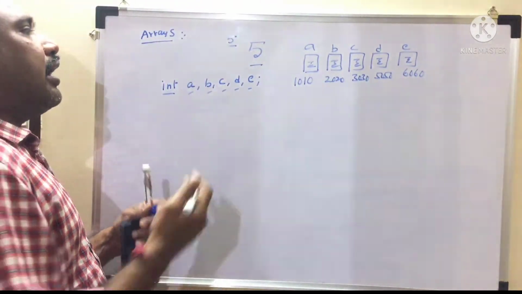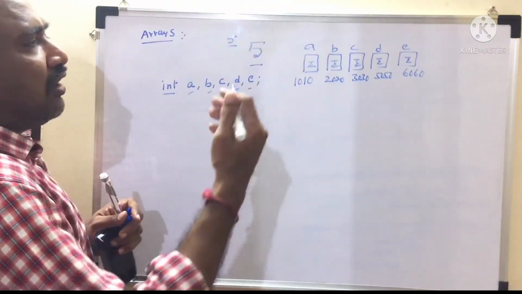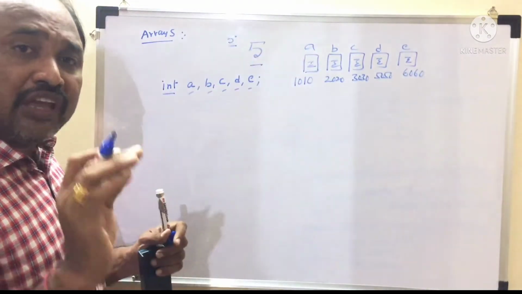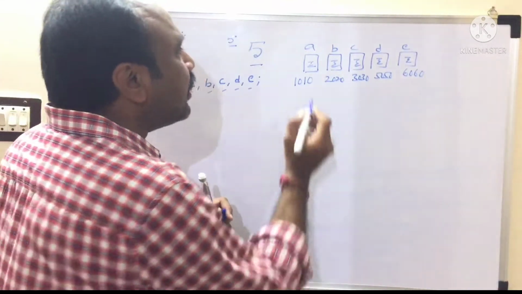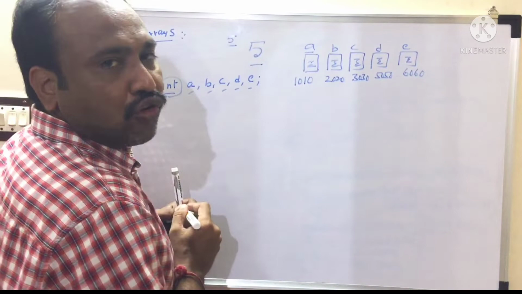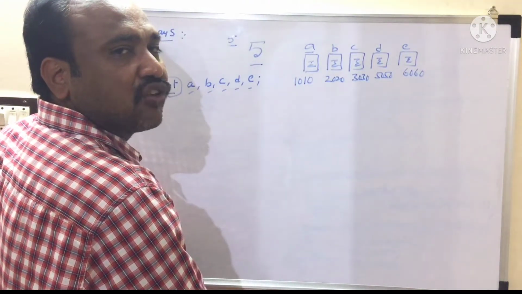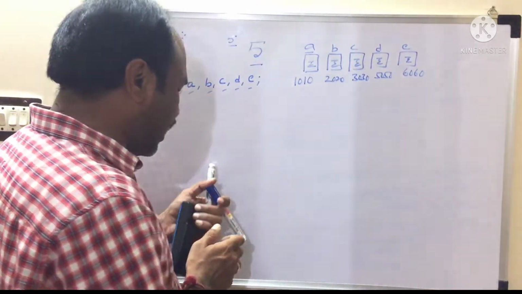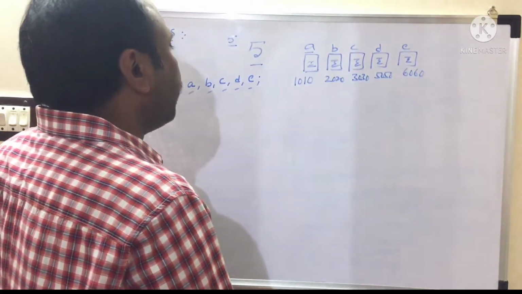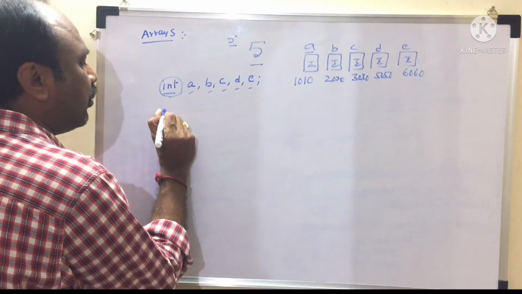I am storing A value 10, B value 20, C value 30, D value 40, E value 50, because integer variables will accept only integer values. Even though you store 50.5, A is what type of value? An integer. Even though you try to store 50.5, since it is an integer, it can store only 50. It cannot store 50.5.